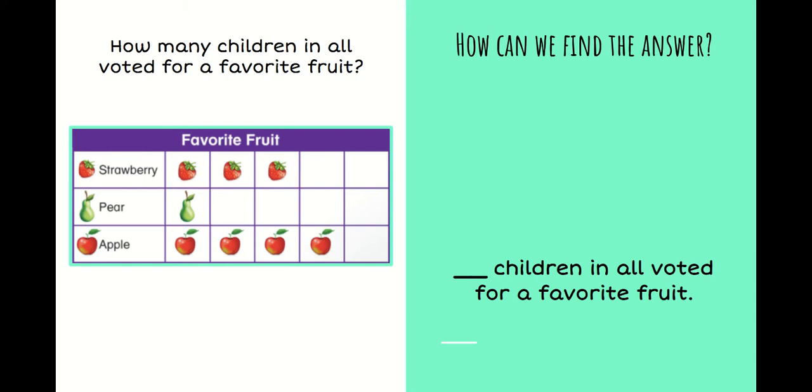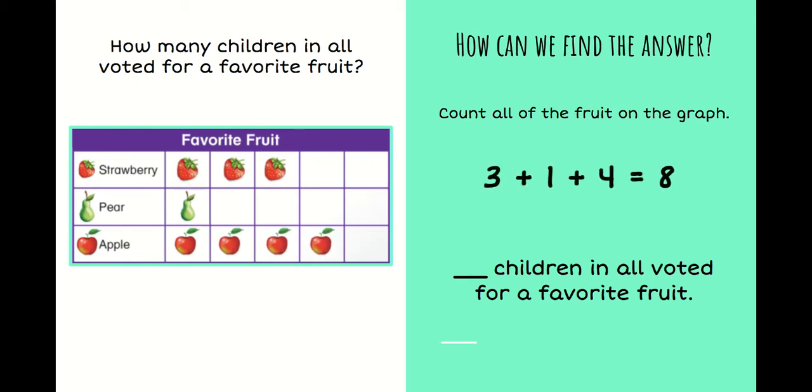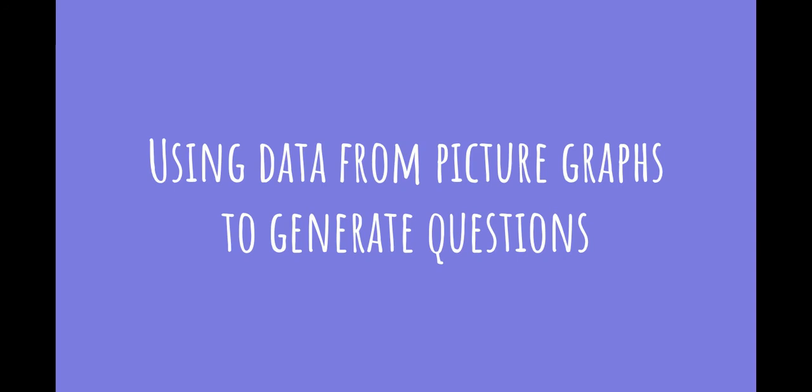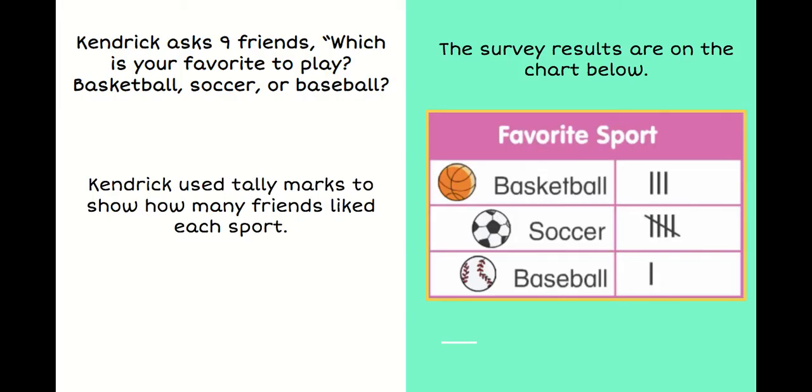How many children in all voted for a favorite fruit? Well, how can we find that answer? We can count all the fruit on the graph. We see 1, 2, 3, 4, 5, 6, 7, 8. And all together, we have 3 strawberries plus 1 pear plus 4 apples gives us 8 children in all who voted for a favorite fruit. Now, let's look at these next picture graphs that come up with some questions.